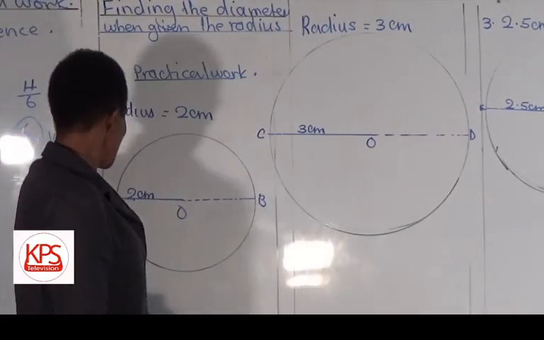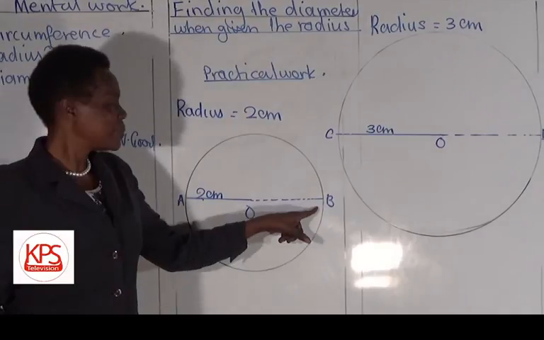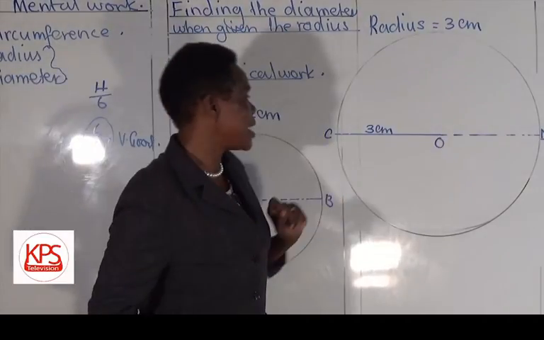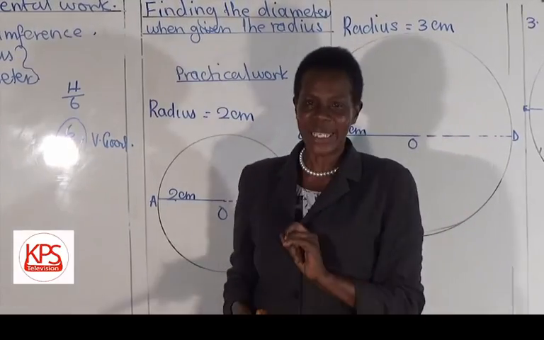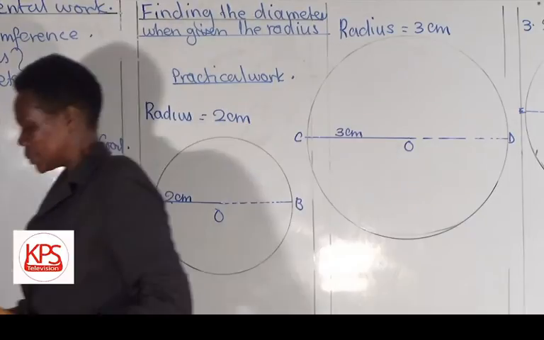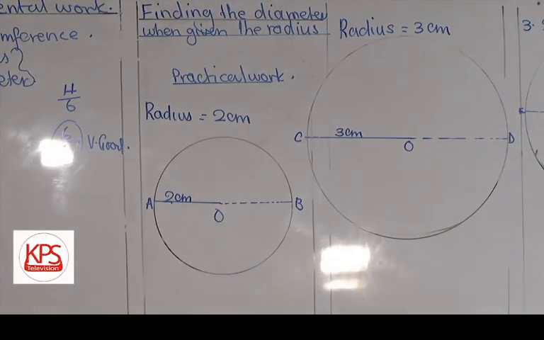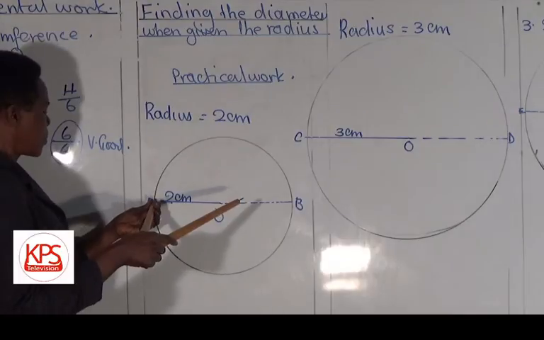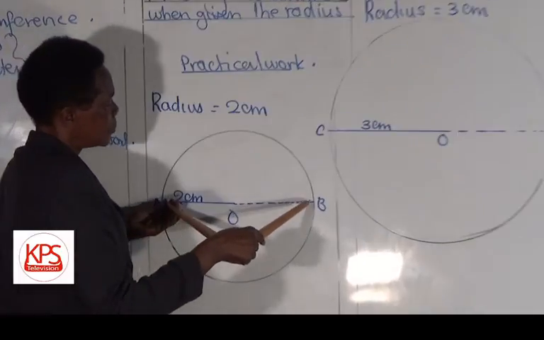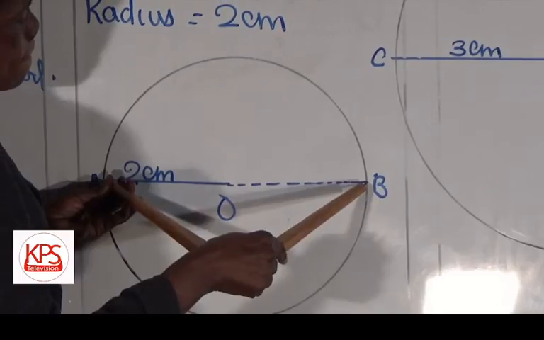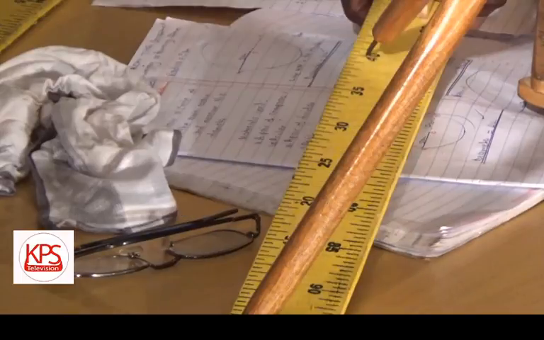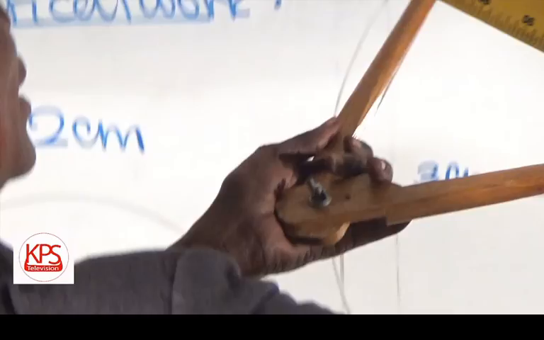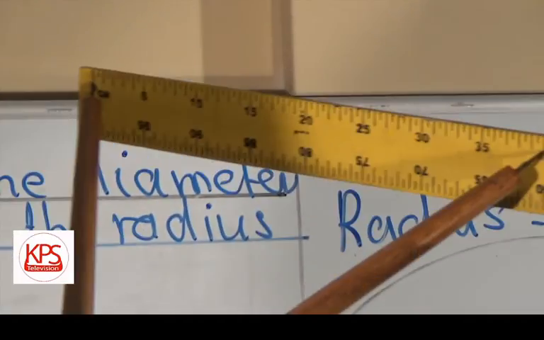The line AB is the diameter. Here CD is the diameter. And then EF is the diameter. So we want to get the length now. I want to carry this slowly so that you are able to see it. Look, it has given us 4 centimeters.